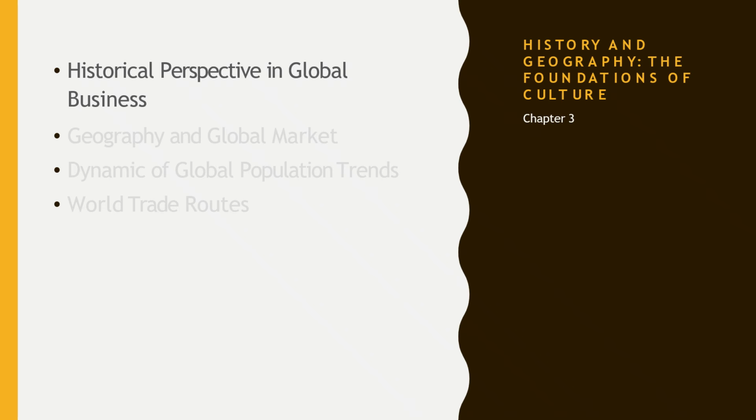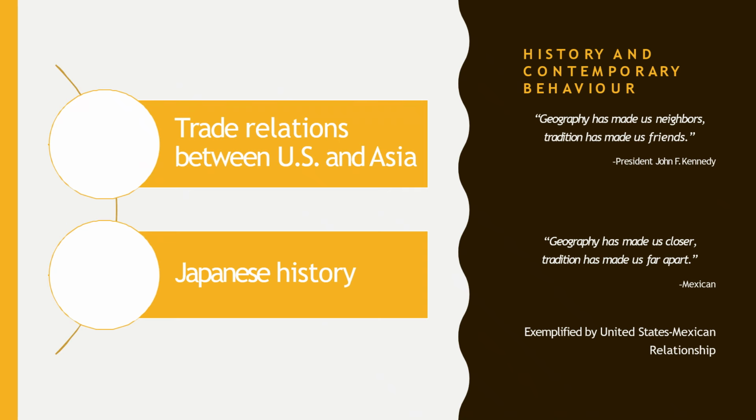This part talks about history and geography, the foundation of culture. History defines a nation's experience, collective memories, and identity. Geography, meanwhile, shapes how society interacts with the environment and with one another. President John F. Kennedy once remarked, "Geography has made us neighbors. Tradition has made us friends."